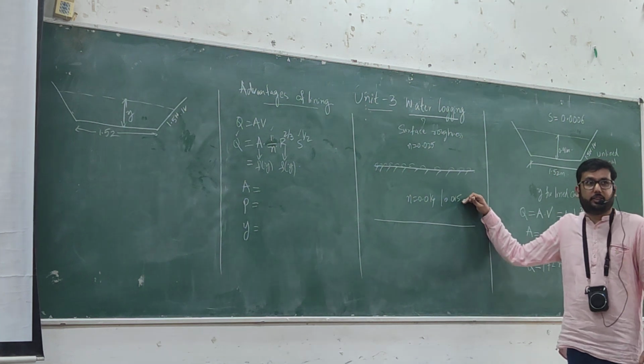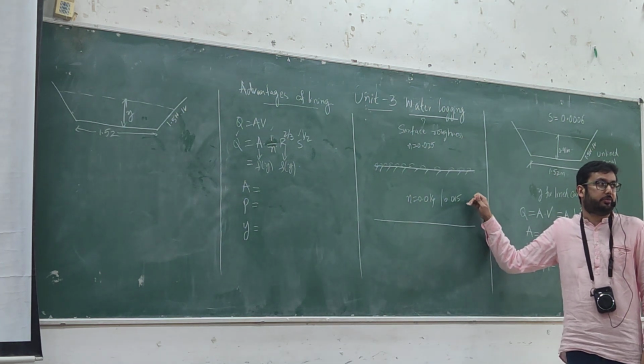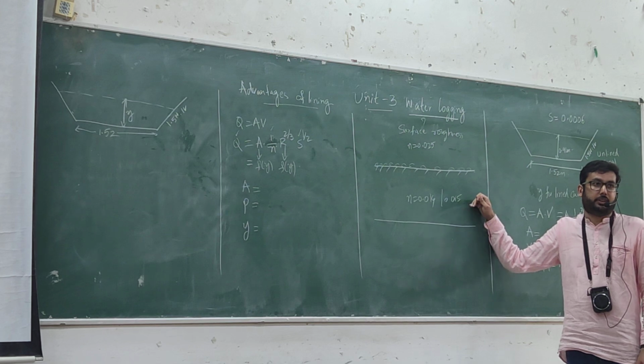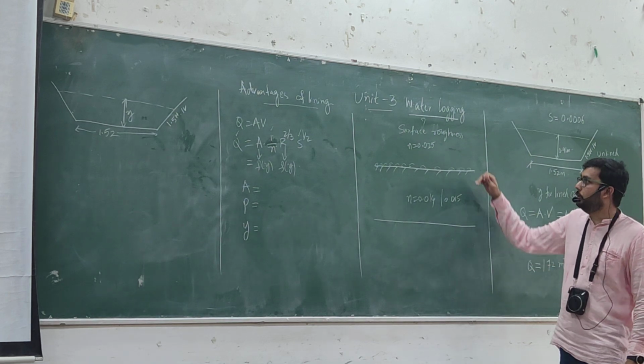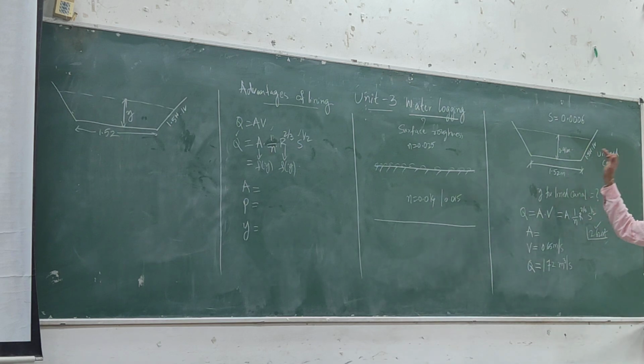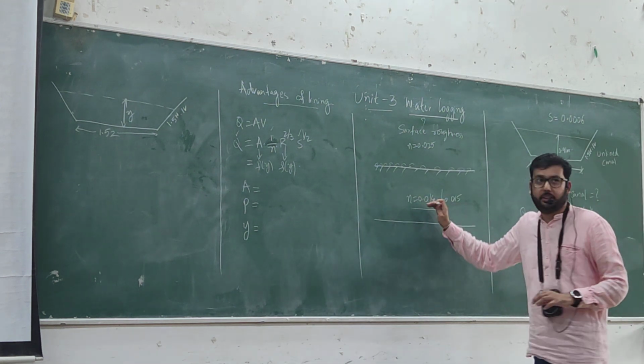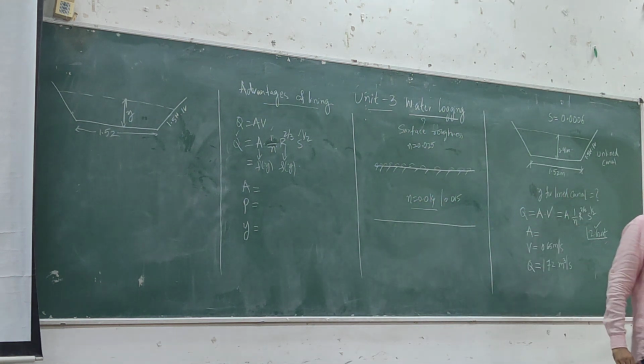Yes. So here the Manning's n is changing because this is a lined section. If you use the same Manning's n, then you will go back to the same depth. So this is a lined section, and you have to use 0.014.